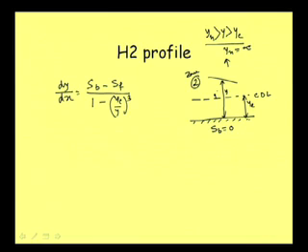So, this is the relation. Now, for H2 profile, we know that y is less than or equal to yn, and so we are writing y is less than yn. This implies that SF is greater than SB.